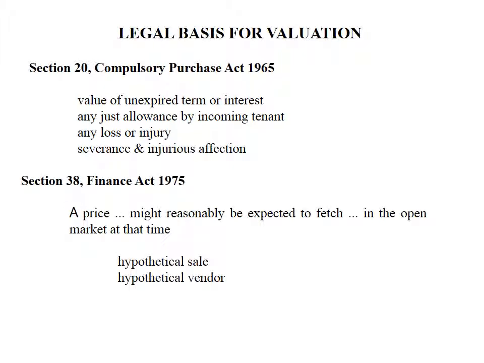The other area that we need to look at is the background to tax valuations. Tax valuations have a very long history, but we can go back, for instance, to Section 38 of the Finance Act of 1975, which couches the definition of market value for tax purposes in pretty similar terms to the Inheritance Tax Acts and the Taxation of Chargeable Gains Acts. They say that the price for an asset should be the price which it might reasonably be expected to fetch in the open market at the time of the valuation. That can envisage not only a hypothetical sale, but a hypothetical vendor.